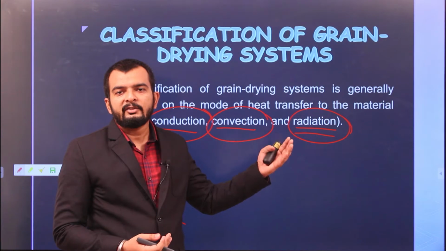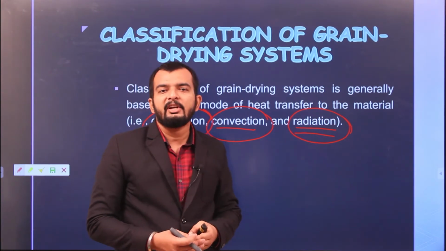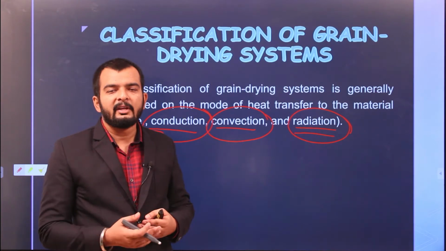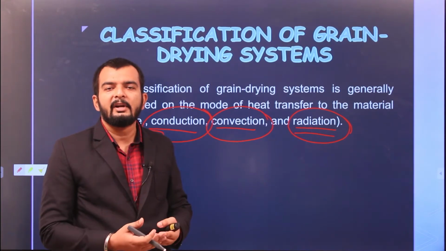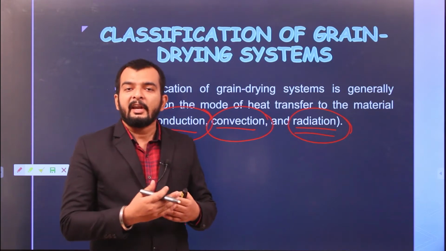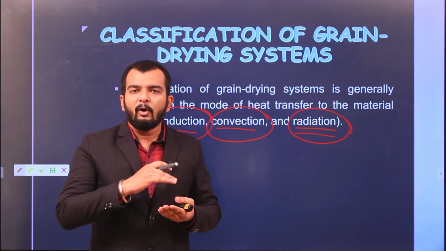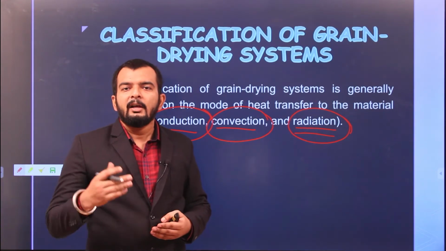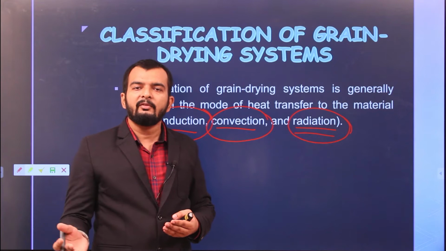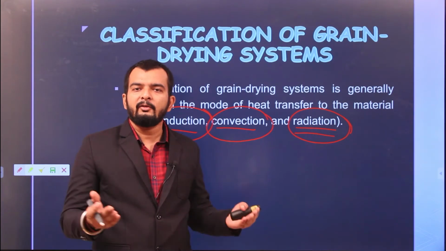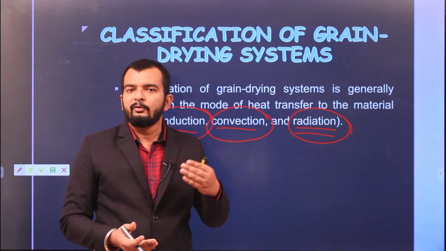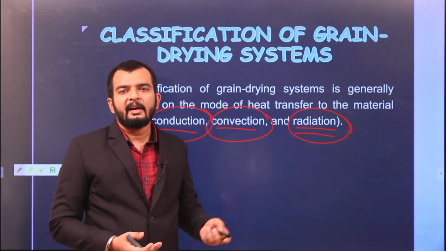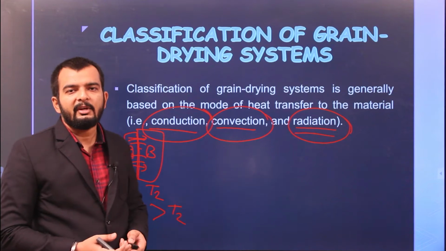A very easy example of radiation drying is solar drying. When you keep your grains in the sun, this method is nowadays also very frequently used in developing countries. The grains are spread over the floor in the form of a thin layer. When the sunlight falls on the grains, they get heated up and the moisture is removed from the grains and transferred to the surrounding air. So this method is called radiation drying. We will be studying them in detail.